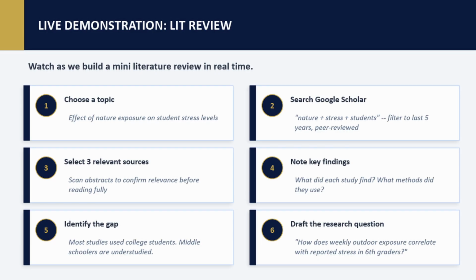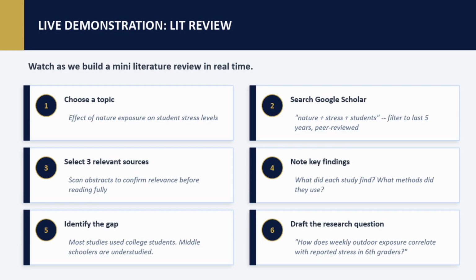And then 3, we're going to pick 3 relevant sources. So we're going to scan abstracts to confirm relevance before reading fully. So we can just do a quick skim on the abstract of these papers to see if it's actually related to our topic. And then 4, we're going to note key findings. So what did each study find and what methods did they use? You know, some studies might find things more important than others, and some methods might be more credible than others.